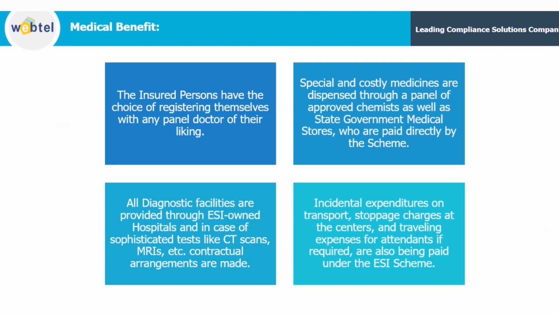All diagnostic facilities are provided through the ESIC's own hospitals, and in case of sophisticated tests like CT scans and MRIs, contractual arrangements for them are also made. Now, incidental expenditures on transportation, stoppage charges at centers and travelling expenses for attendance are also paid by the ESIC scheme.